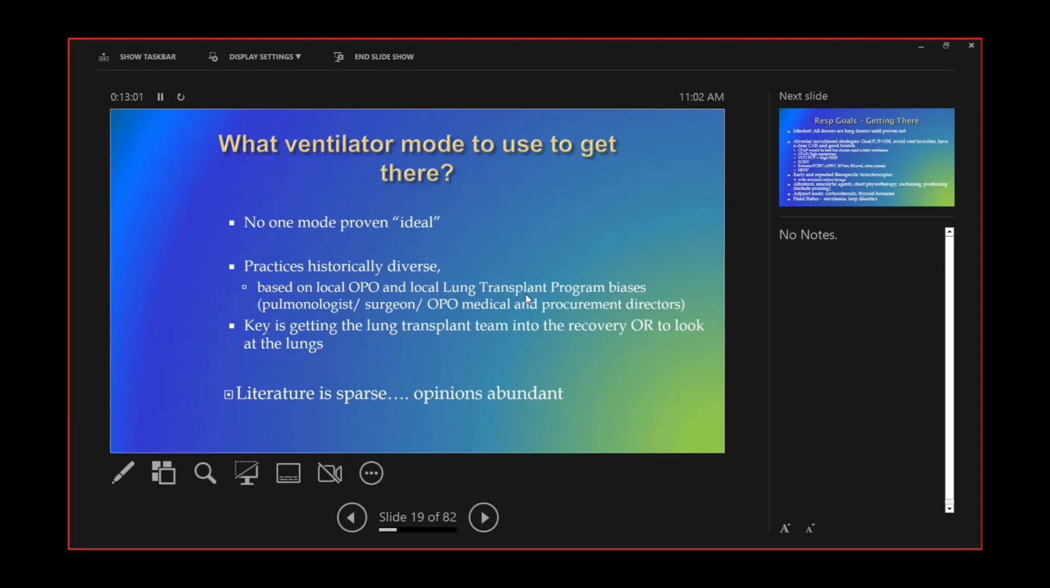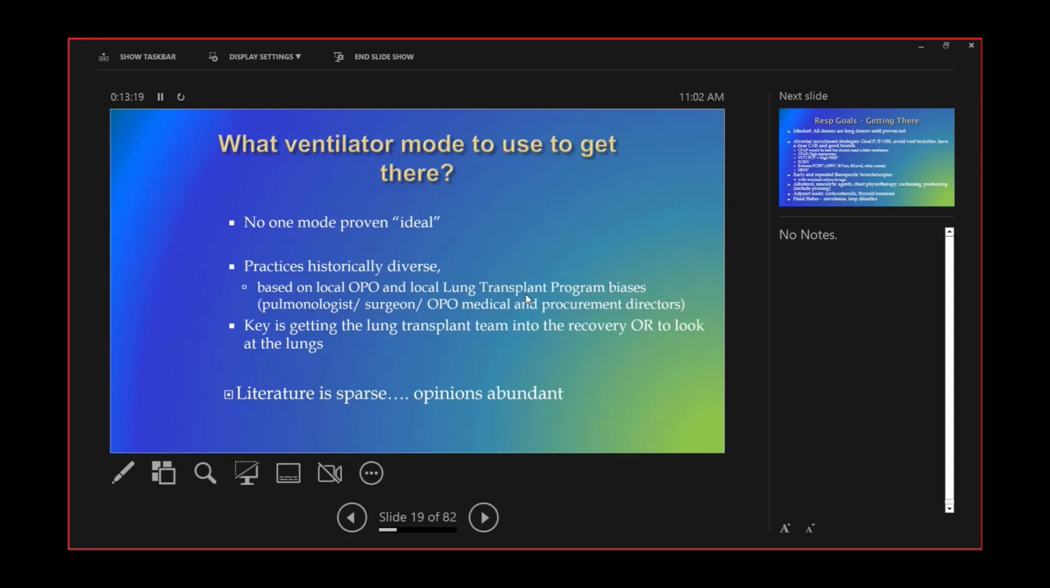Well, there's no one ventilator mode that's been ideal. And the practices are historically diverse. They're usually based on local OPO and local lung transplant program biases. And this is either from the pulmonologists locally, or the surgeons locally, or the OPO medical and procurement directors locally.